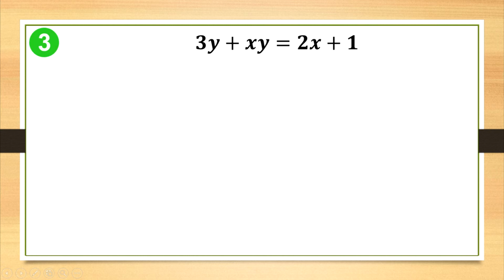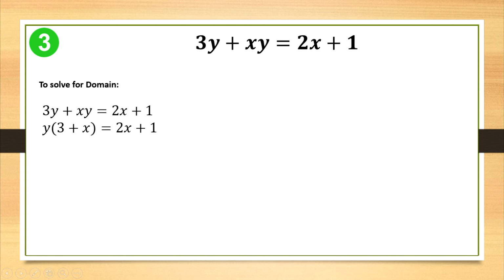Our last number, 3y plus xy equals 2x plus 1. To find the domain, we have to solve for y. Because we have two y's, we have to factor or group them. So we have y quantity 3 plus x equals 2x plus 1. To get the y, we must divide both sides by 3 plus x. So we get y equals 2x plus 1 over 3 plus x.